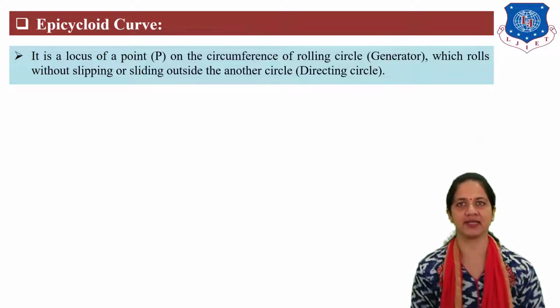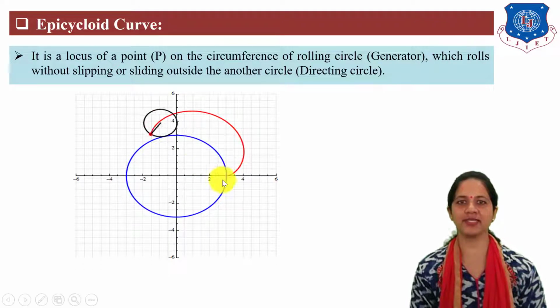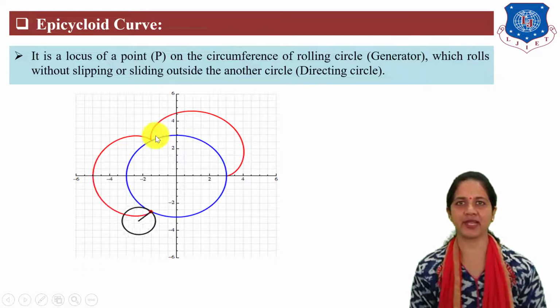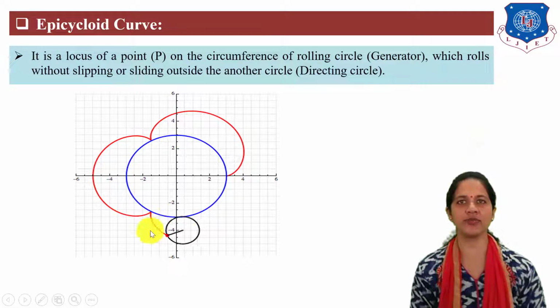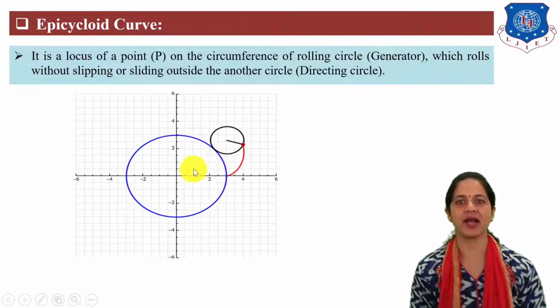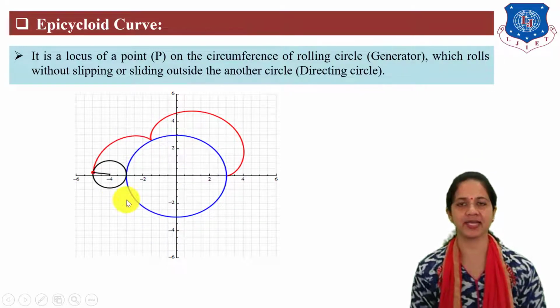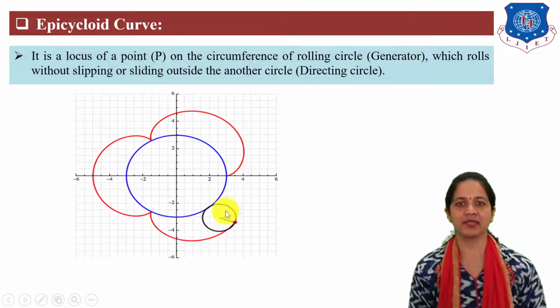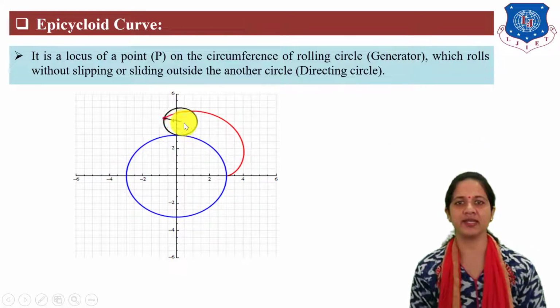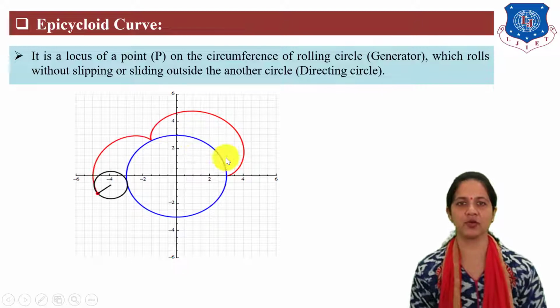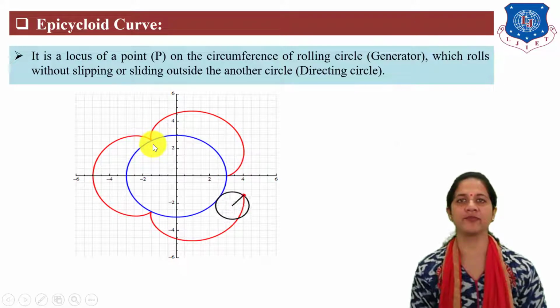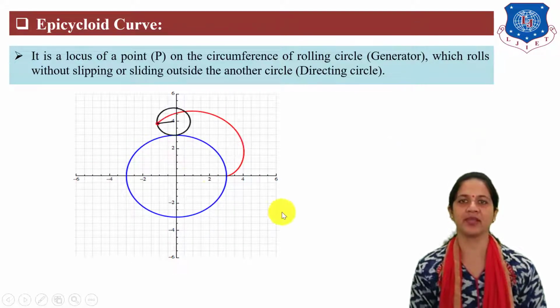form of a circle. Here you can see this is an epicycloid, which is generated by a point on the circumference of a rolling circle which rolls without slipping or sliding outside the directing circle. Here, 3 revolutions are given outside the directing circle of this rolling circle. So this is the epicycloid for one revolution.